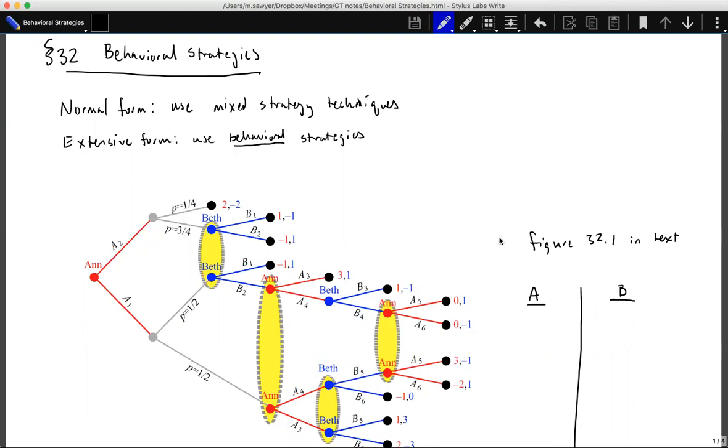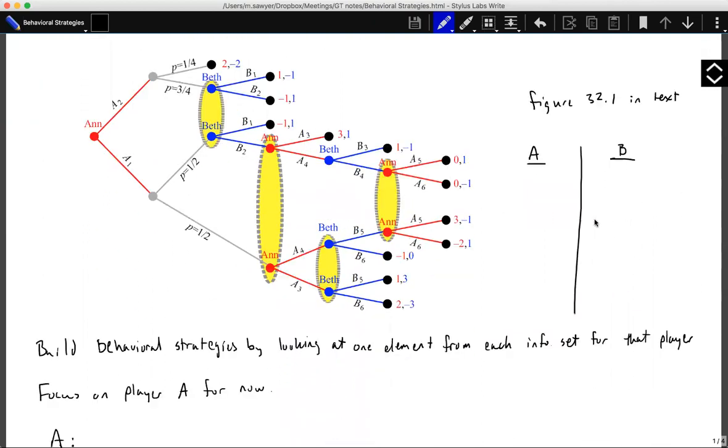So suppose we have a game tree as shown here. This is figure 32.1 in your text. We have two players, A and B, Anne and Beth, and they each have some strategies. A and B have three different turns, essentially. A has turn 1, where A can choose to play A1 or A2. In the second information set, A can play A3 or A4. And in the third information set, A can play A5 or A6.